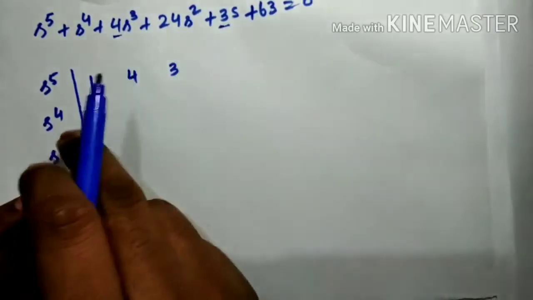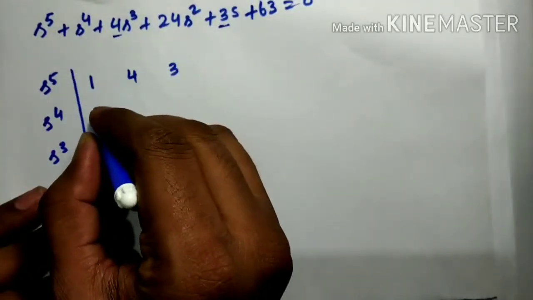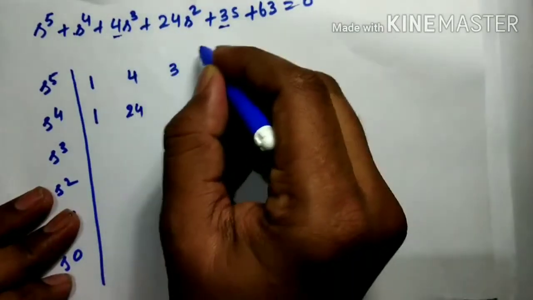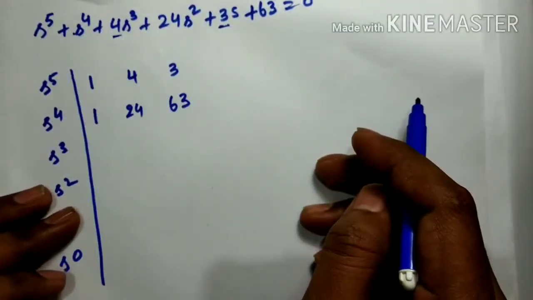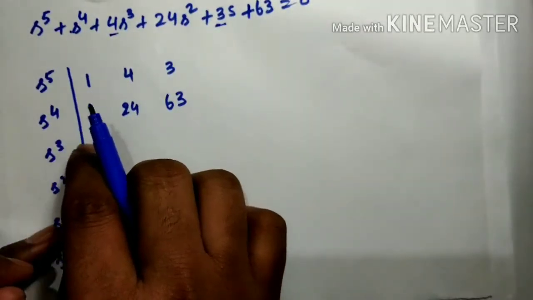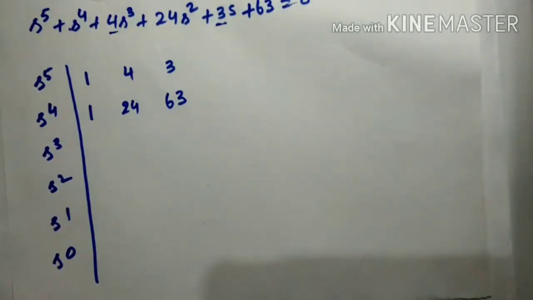Okay. Then again you have to find the even powers of s. What are the even powers of s? 1 here and here 24, 63, 24 and 63. So we have to find the s power 3 coefficients. How to find this one? You already know how to find these coefficients. I have already told you how to find all the coefficients. Okay. So we will do that one.